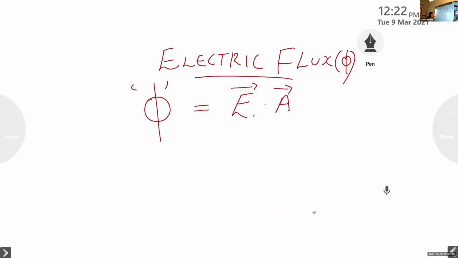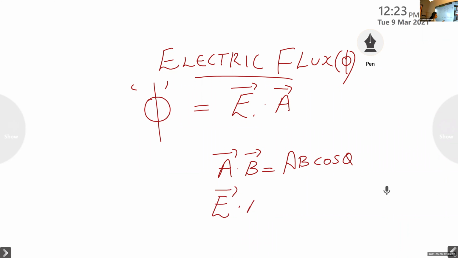In your plus one you have already studied about the dot product, right? What is vector A dot vector B? AB cos theta. Yes, very good. Vector A dot vector B is equal to AB cos theta. Like here, instead of A and B, we have other vectors, vector E dot vector A. What is vector E dot vector A?